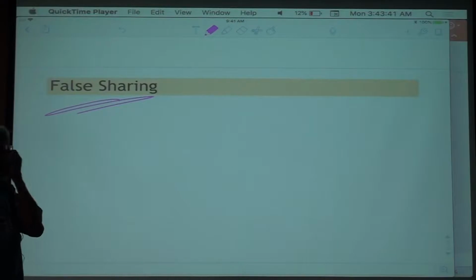False sharing, that's the next topic. So locality is important. False sharing is hugely important.